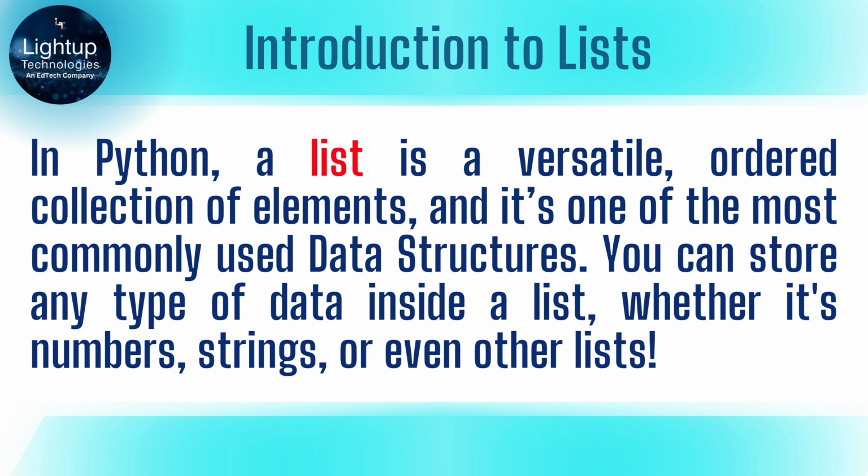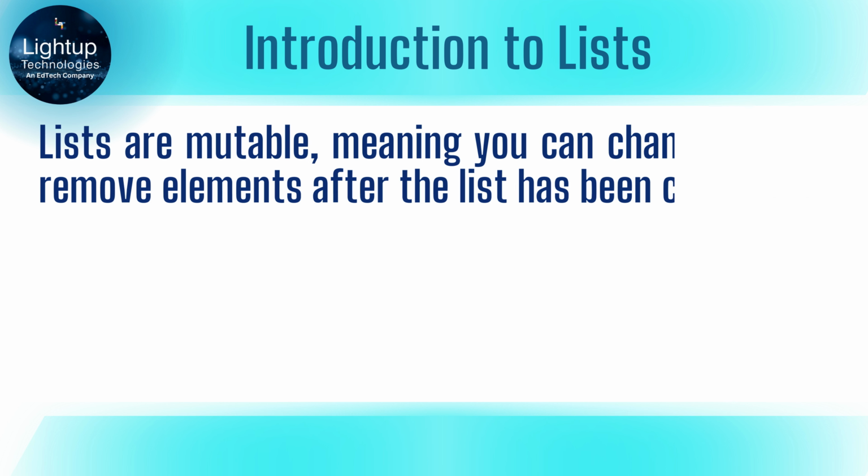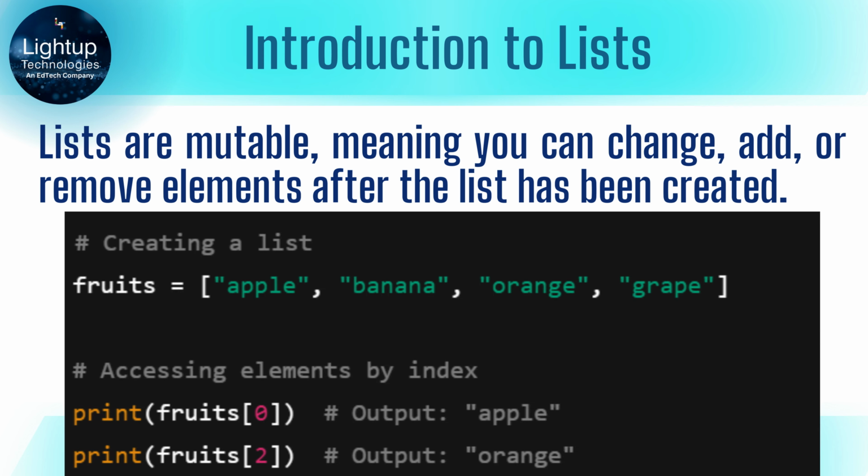In Python, a list is a versatile, ordered collection of elements, and it's one of the most commonly used data structures. You can store any type of data inside a list, whether it's numbers, strings, or even other lists. Lists are mutable, meaning you can change, add, or remove elements after the list has been created. In this example, we have a list called fruits. We access the elements by their index, where 0 is the first element and 2 is the third.